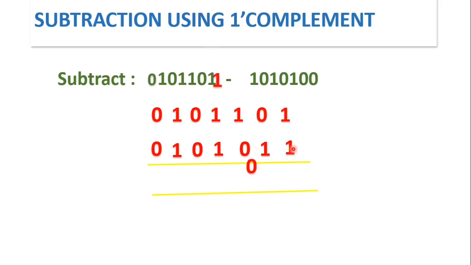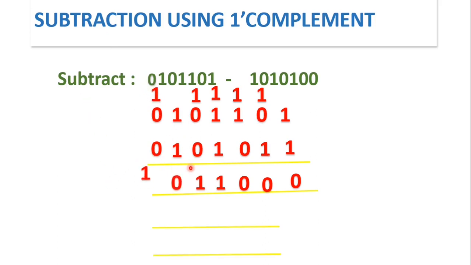So 1 plus 1 is 10, 1 plus 1 is 10, 1 plus 1 is 10, 1 plus 1 plus 1 is 11, 1 plus 0 is 1, and 1 plus 1 is 10, and 1 plus 0 is 1. So as described in the first slide, if we don't have a carry, that means our answer would be negative.